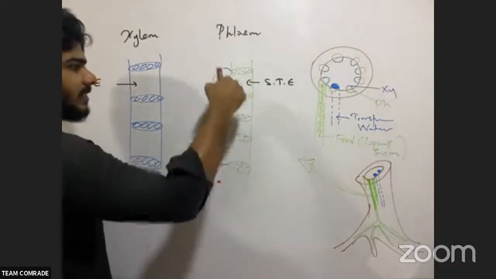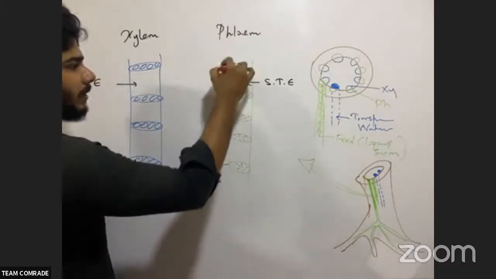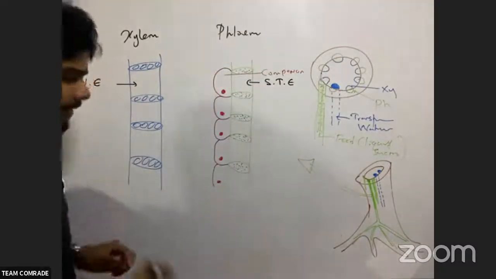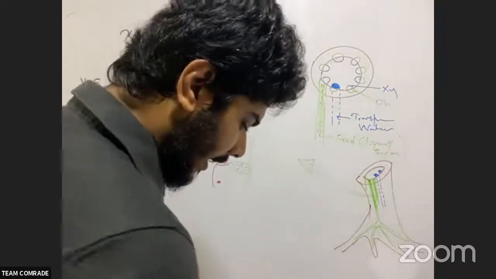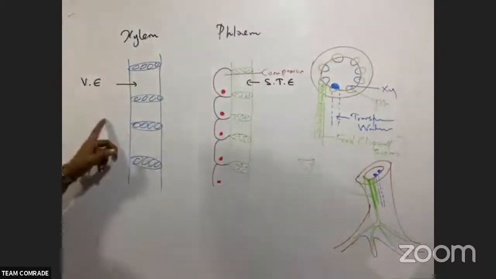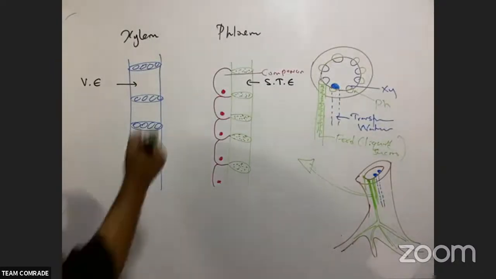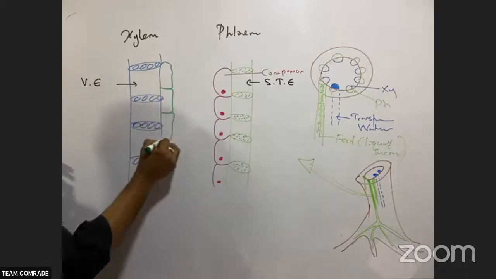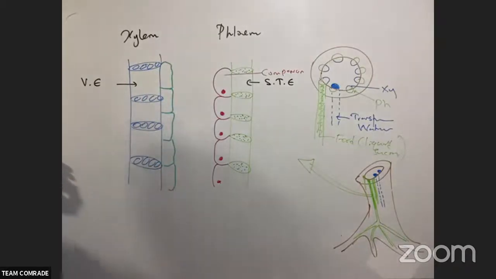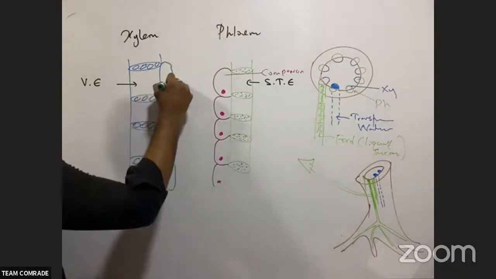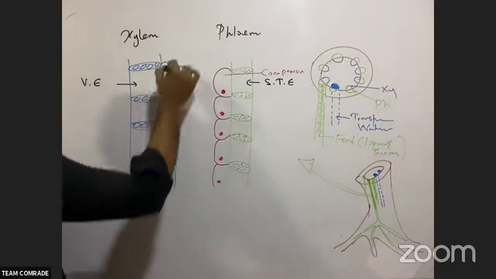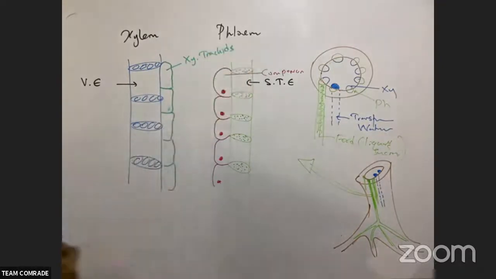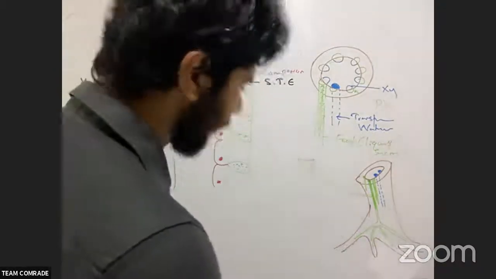This companion cell is what controls the sieve tube element, which you must know. Here also, in the xylem, vessel elements have tracheids. Not tracheid cells, they are tracheids, xylem tracheids. These are very short, and they also provide support.